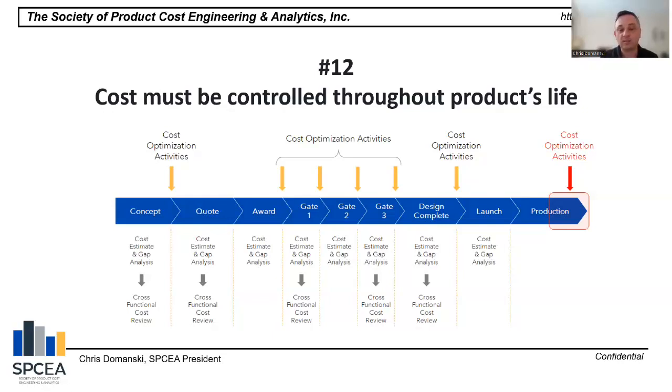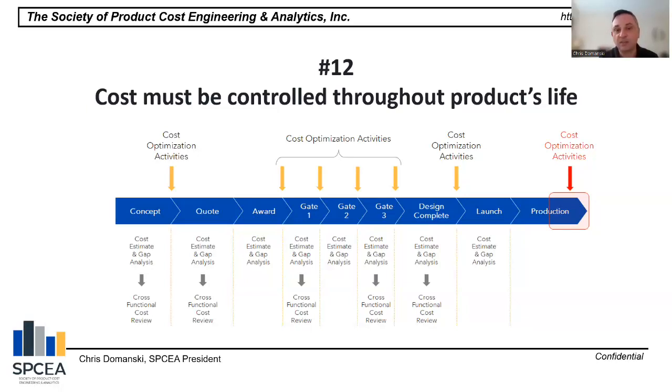gates in development where they check the design, they check whether they can manufacture the product. But some companies lack the focus on cost. Are we okay? We quoted at X profit. Are we okay now? Did anything change? Did our design somehow get more complex, and now we have to use different machines? And are we still profitable? You'd be surprised how many companies don't do that, and they should.